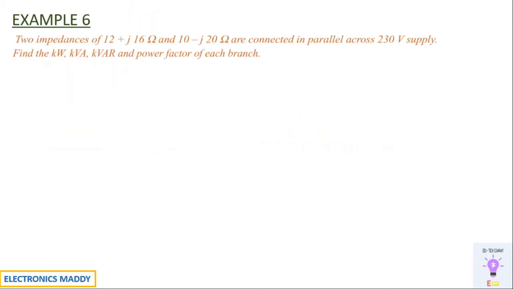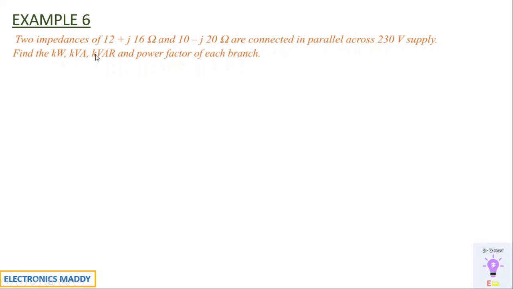That is example 6. Two impedances 12 plus J16 and 10 minus J20 are connected in parallel across 230 volt. So what does this imply? This is a series RL circuit. How did I identify 12 plus J16 and 10 minus J20? Minus J will come for a capacitive network and plus J with respect to an inductor. So series RC and series RL are connected in parallel across 230 volt.